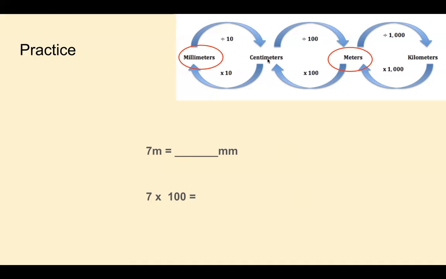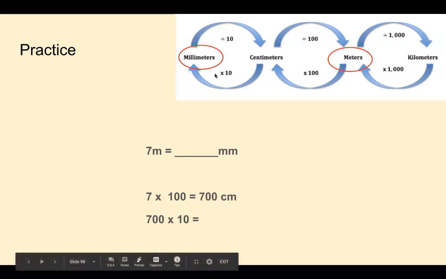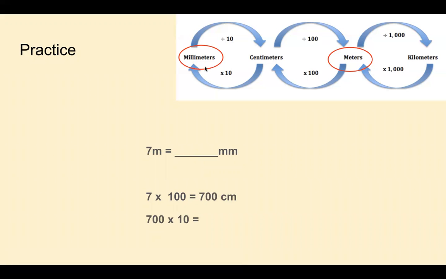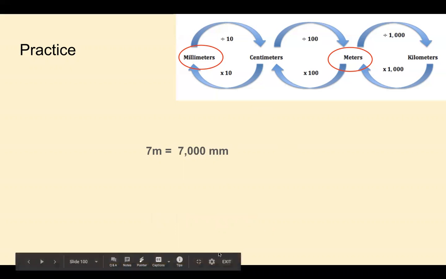Now I have to go from centimeters to millimeters. So I need to take my 700 centimeters and multiply it by 10 to get how many millimeters I need. So 700 times 10 gives me 7,000. So 7 meters is 7,000 millimeters.